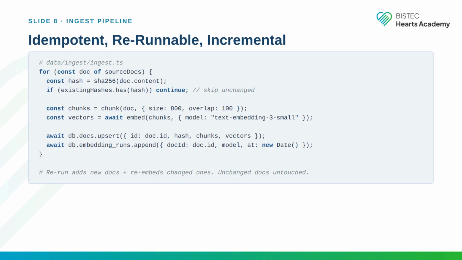Rerunning adds new documents, re-embeds changed ones, and leaves unchanged documents untouched. Idempotent ingest is the difference between a weekly rebuild and a nightly cron job that never needs intervention.